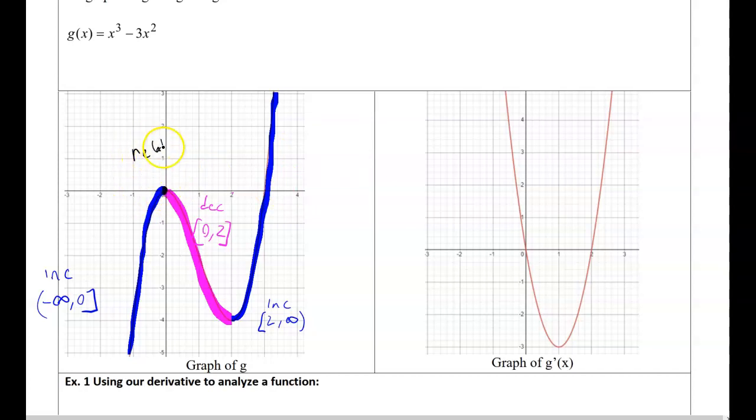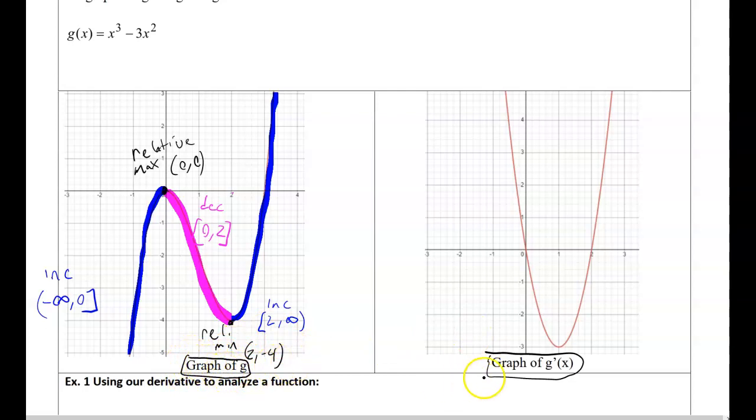Before we do that, we want to note that this is what is called a relative maximum, and that is at the point 0, 0, right? And then we have a relative min down here, and that is at the point, let's see, 2, negative 4. Okay, so those are all the properties of g we're interested in analyzing, and we are going to look at the relationship between g and g prime.